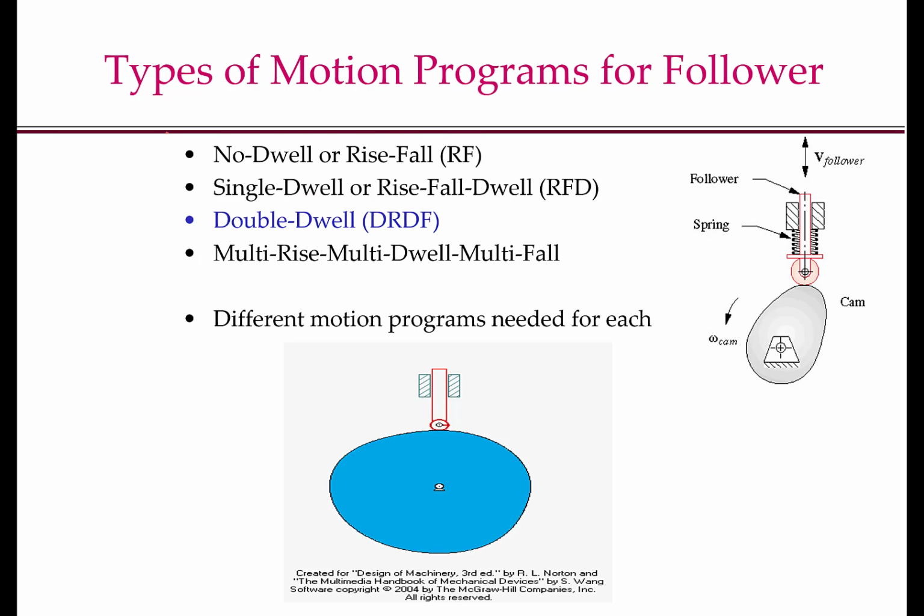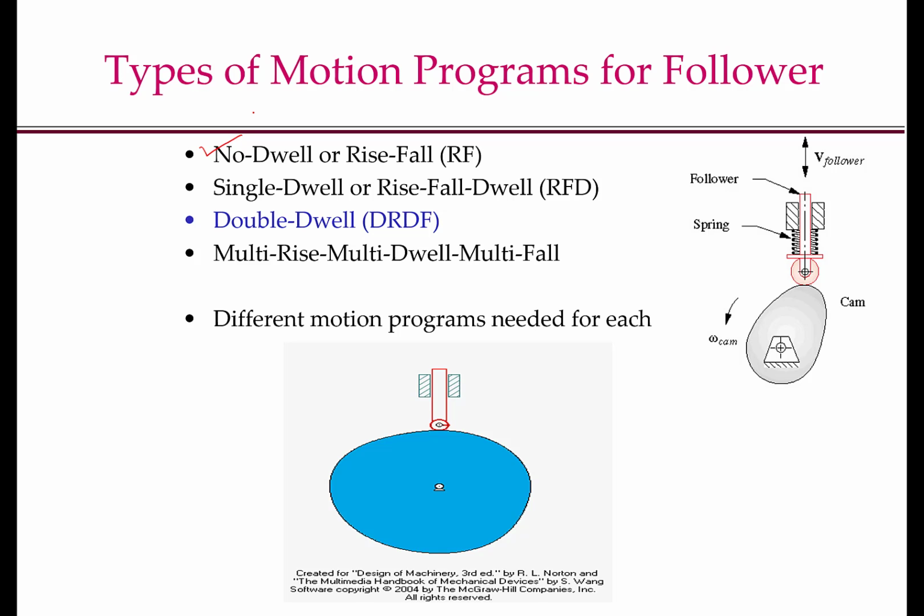Now, there are multiple types of critical extreme position problems. For example, we can have a no-dwell or rise-fall motion in which the follower has to move between the extreme positions, but it does not stay at those extreme positions. Staying at those extreme positions is called dwell, and moving to these extreme positions is called rise or fall.